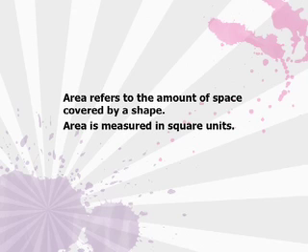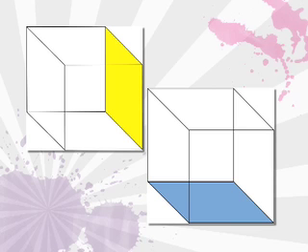Area refers to the amount of space covered by a shape. Area is measured in square units. Now, there are many examples in our daily lives when we use area. Let's look at a few examples. You want to cover one wall in your room with wallpaper. How much wallpaper will you need?